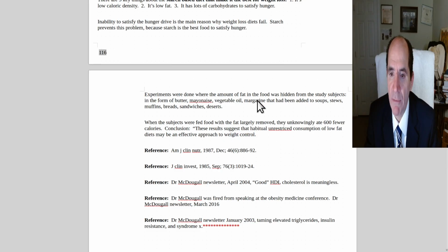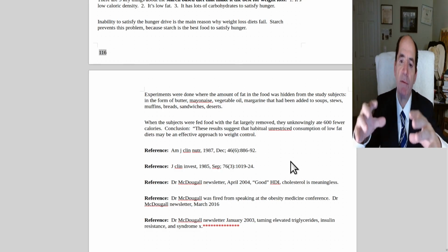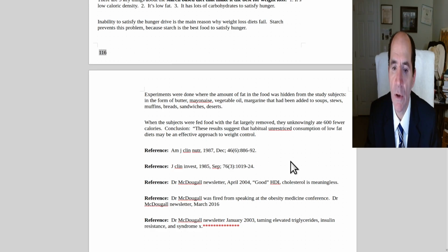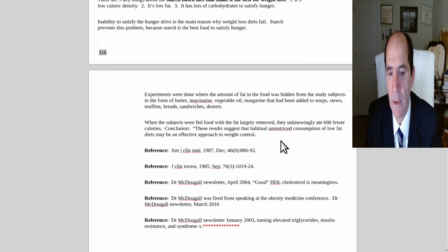Experiments were done where the amount of fat in food was hidden from the subjects in the form of butter, mayonnaise, vegetable oil, margarine that had been added to soups and breads. When the subjects were fed food with the fat removed, they unknowingly ate 600 fewer calories, and they'll lose weight. Conclusion, these results suggest that a habitual, unrestricted consumption of low-fat diets may be an effective approach to weight control.